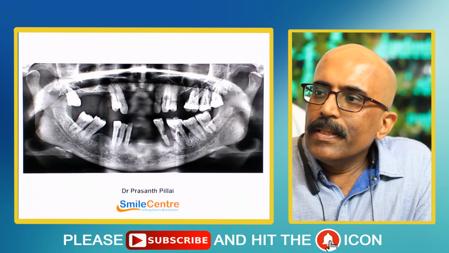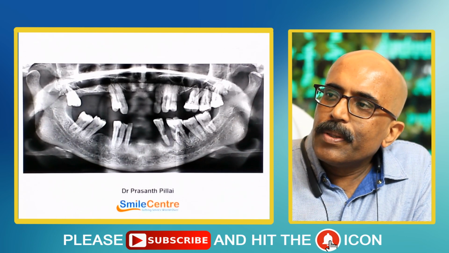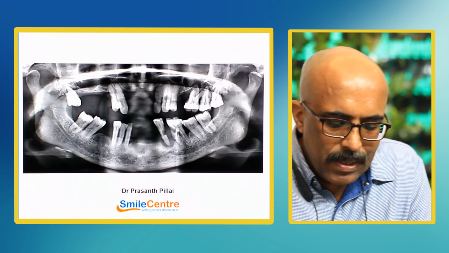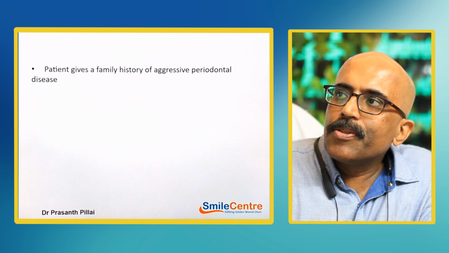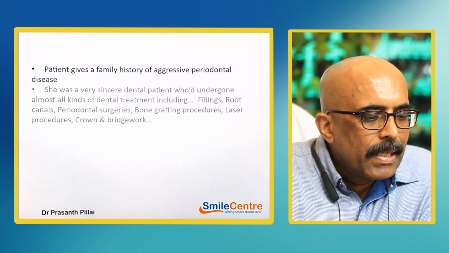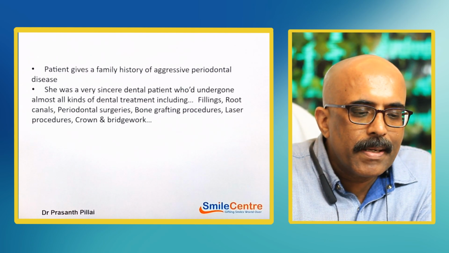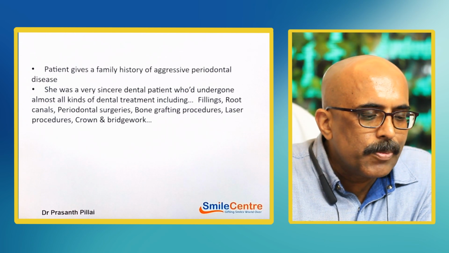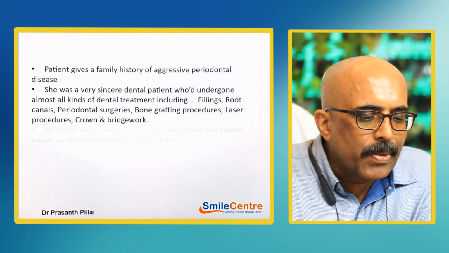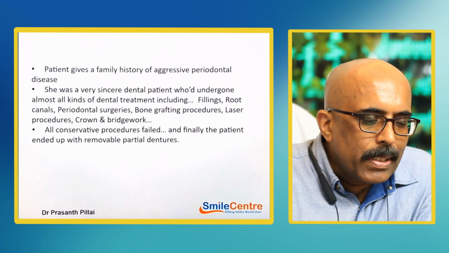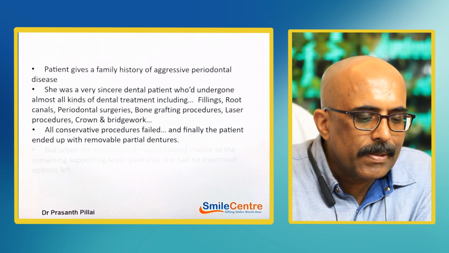So that is her x-ray, the pre-operative x-ray with which she presented. You can see there is a lot of bone loss all around, and the patient gives a family history of aggressive periodontal disease. She was a very sincere dental patient who had undergone almost all kinds of dental treatment, including fillings, root canals, periodontal surgeries, bone grafting procedures, laser procedures, crown and bridge work, so on and so forth. And all the conservative procedures failed, and finally the patient ended up with removable partial dentures.